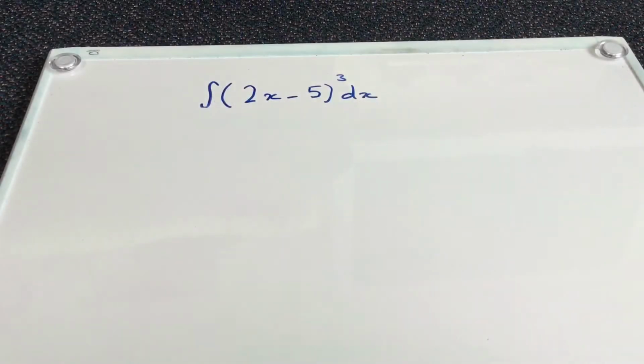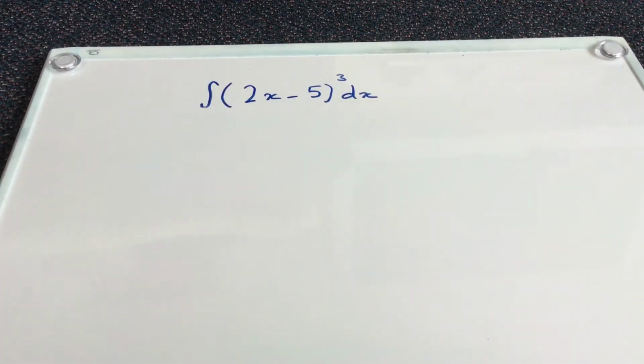Hi everyone, in this video we'll be learning about the method of integration by substitution. We're going to find the following indefinite integral. Okay, so let's begin. Our question is the integral of (2x minus 5) to the power of 3 dx. This is the integration sign.